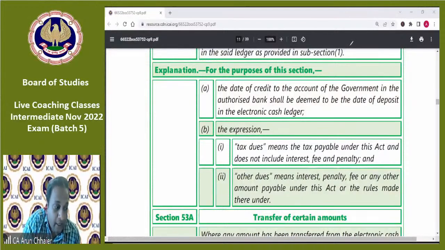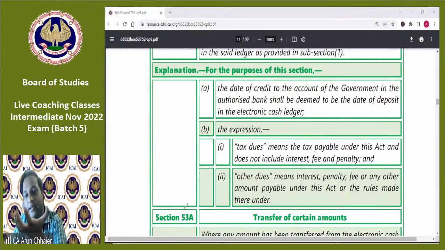So transfer the amount through PMT09. Yes, transferring. Suppose the amount is available in one head and you are requiring another head. It can be major or it can be minor. So that you can transfer through PMT09.